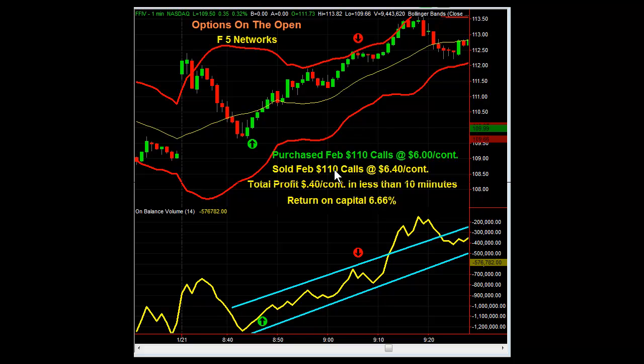So in this particular trade, we put it on at $6, took it off at $6.40 for a total profit of 40 cents per contract. One option contract equals 100 shares of stock, so that's $40 per contract, and we did all this in less than 10 minutes. So this was a return on our trading capital of 6.66% in less than 10 minutes on an option day trade.